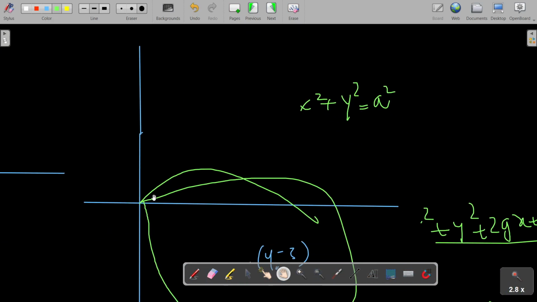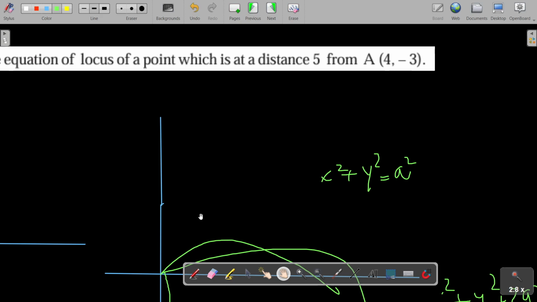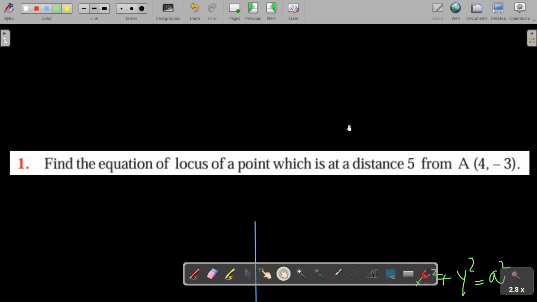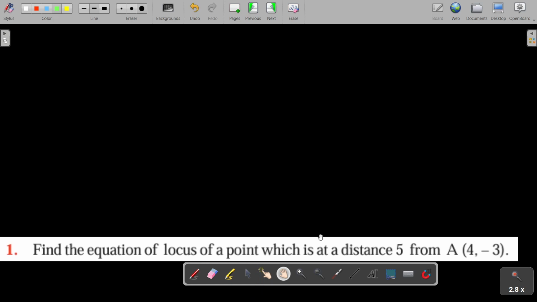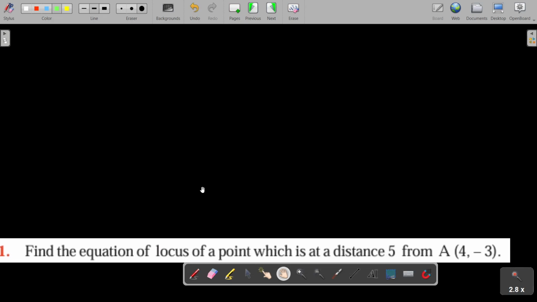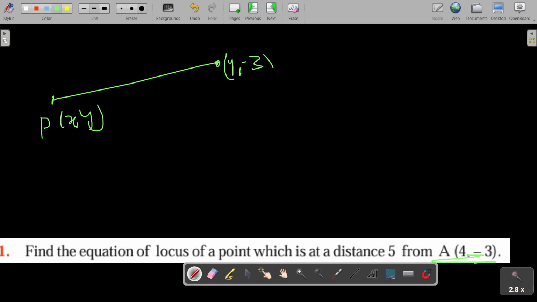This is the first method. Let's say you do not have any idea about circles, you basically know only the basic terms of the coordinate system like the distance formula, and you can use that to find the equation below. So what is given? Let's assume a point P of x comma y, from this point right here, which is 4 comma minus 3. Let's name this point A, and the distance is 5 units.